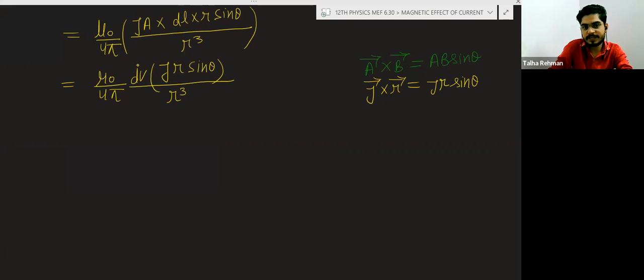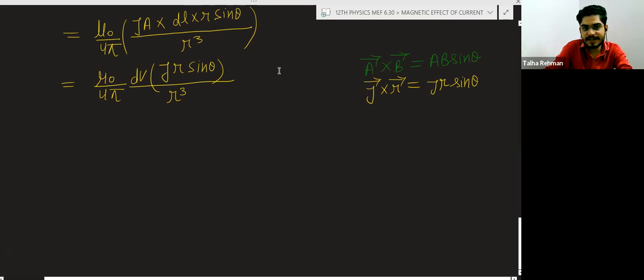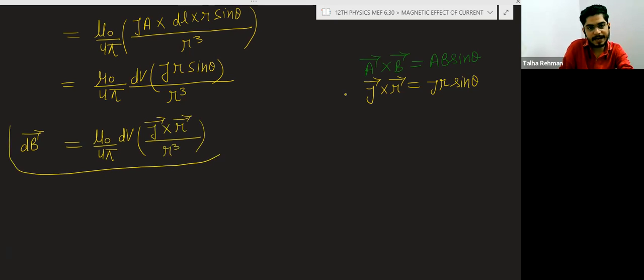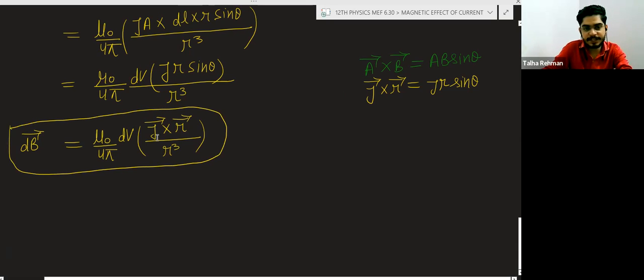I can write JR sine theta. So this JR sine theta can be written in terms of J cross R. So finally you will get your magnetic field like this: mu naught divided by 4 pi, dV is the small volume, and here you will get J vector cross R vector divided by R cube. So this is the magnetic field in terms of current density J.